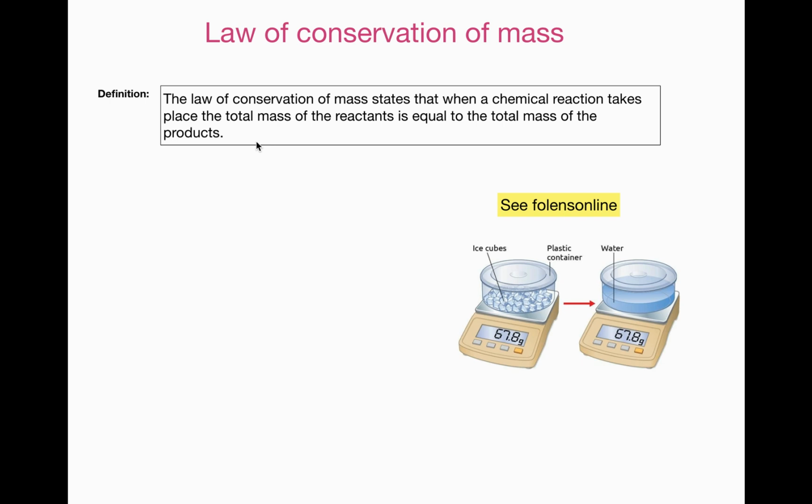So the law of conservation of mass, this is how it's worded, but as long as you have your keywords, that's okay. It states that when a chemical reaction takes place, the total mass of the reactants is equal to the total mass of the products. What do we mean by the reactants? We mean what chemicals are reacting together. So if we're talking about, for example, again, the neutralization reaction, the acid, which is hydrochloric acid, will react with a base, which is sodium hydroxide, and the products then of that are salt and water.